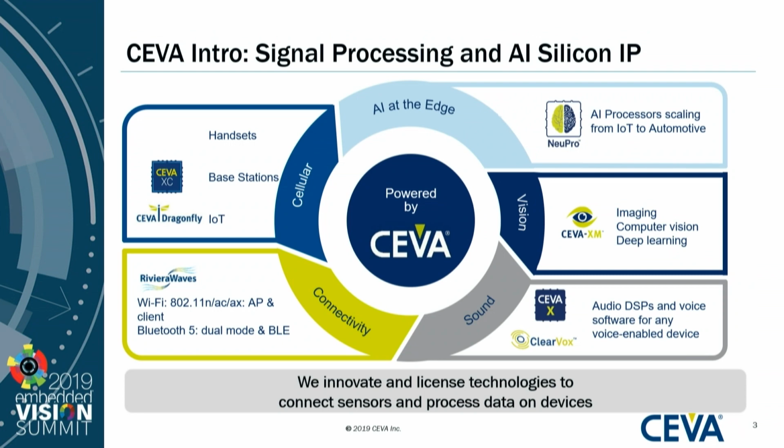CEVA DSP is the worldwide leading licensor of DSP IP. We have DSP IP solutions for several signal processing fields like cellular, connectivity, sound, vision, and AI at the edge. CEVA XM is our DSP solution for imaging and computer vision, as well as deep learning, while NeuPro is CEVA's hybrid solution for accelerating AI at the edge, including a DSP and a powerful AI accelerator.